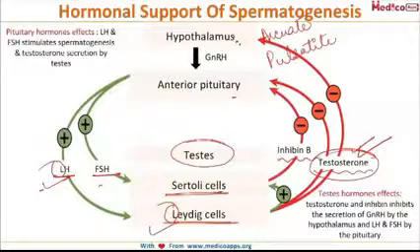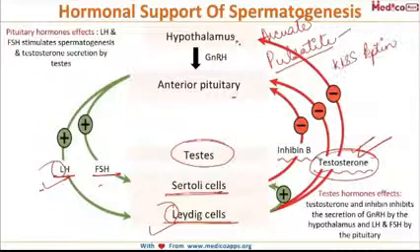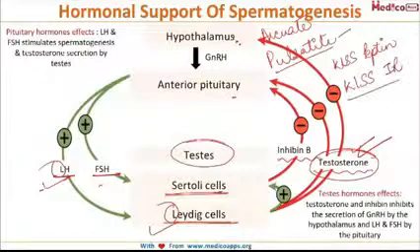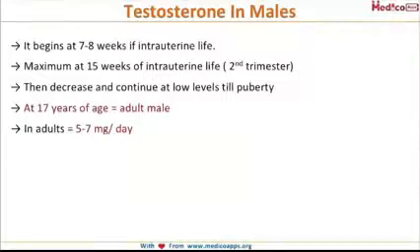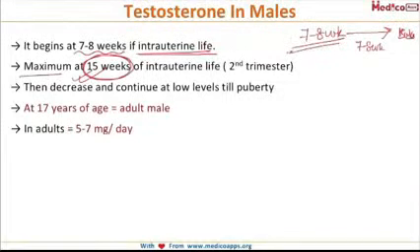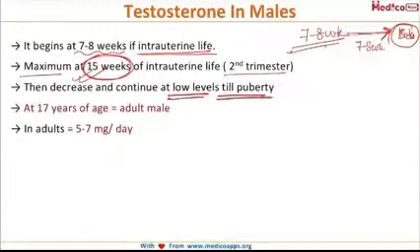Now a few words about the pulsatility of GnRH. What is the transmitter involved in the pulsatility of GnRH? It is kisspeptin. And what is the receptor involved? It is KISS1R receptor. Now a few words about this testosterone. Testosterone secretion starts at 7 to 8 weeks of intrauterine life, continues to increase for another 7 to 8 weeks, and so it is maximum at 15 weeks, that is in the second trimester. Then it decreases and continues at low levels till puberty, that is till the onset of spermatogenesis.